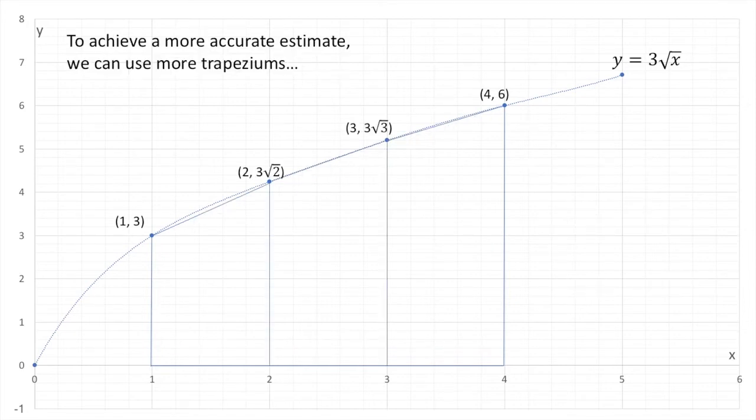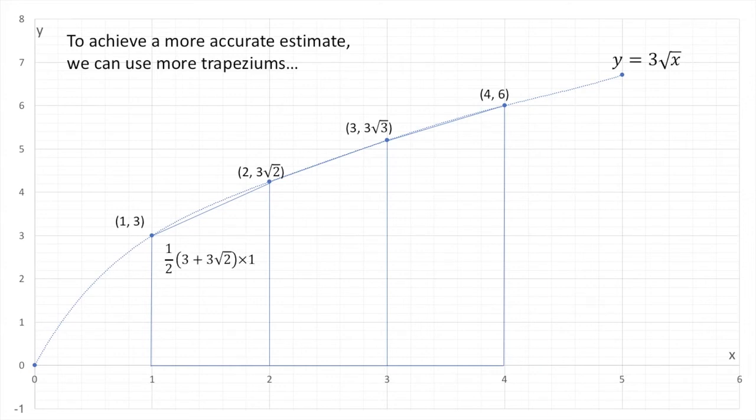You can see I've plotted a few more points here by substituting x values 1, 2, 3 and 4. So we've got 4 points creating 3 trapeziums. Those points are sometimes called ordinates. So we've got 4 ordinates and 3 trapeziums or strips of area.